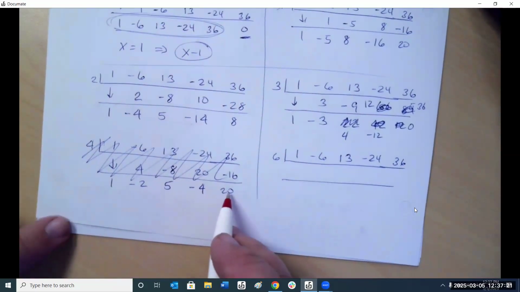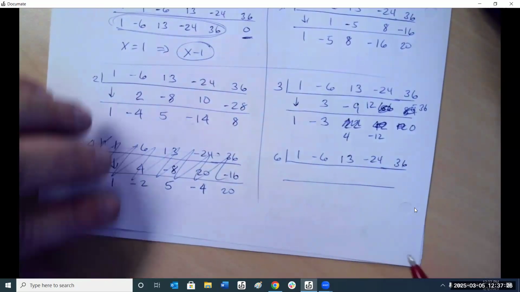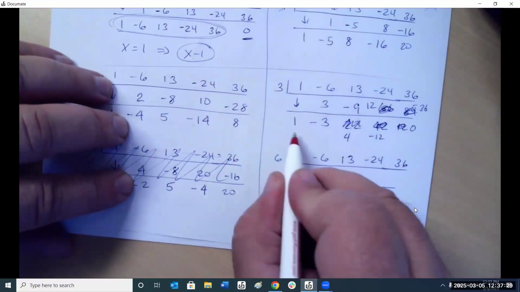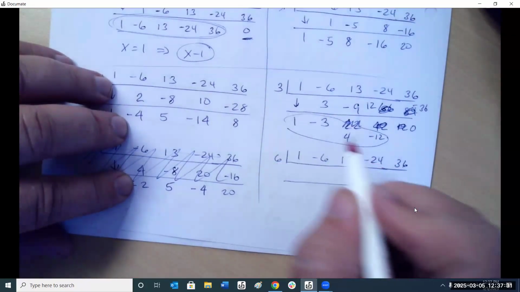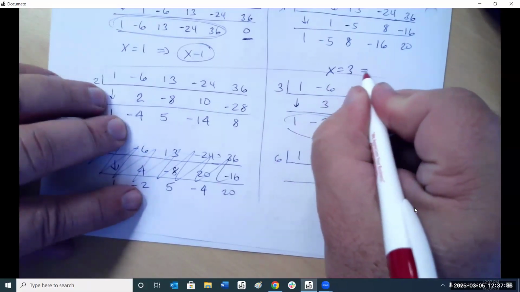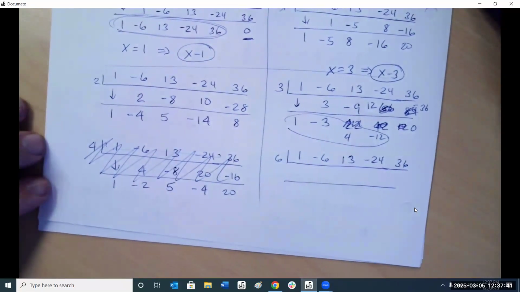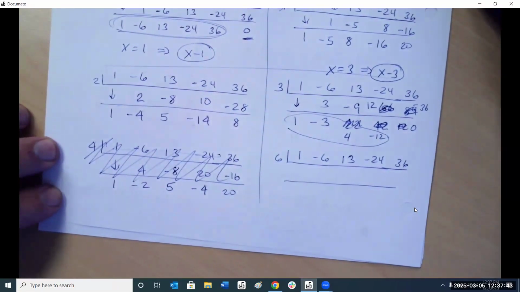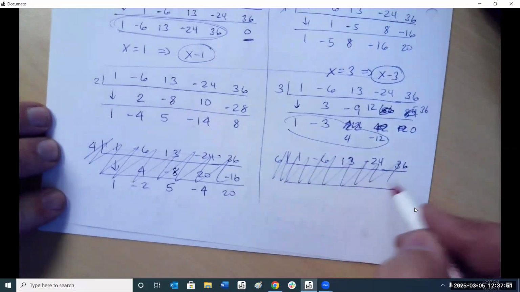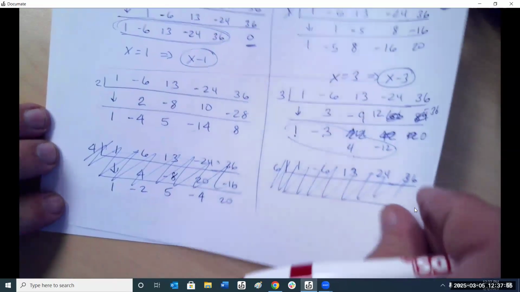Well, I know 4 is not going to work because since it didn't work on this one, it's not going to work for this other one. But now all I have to do is use this equation from here on. So I know that x equals 3 also. So x minus 3 is another factor.